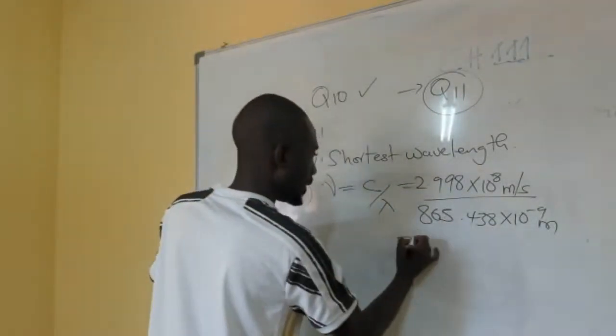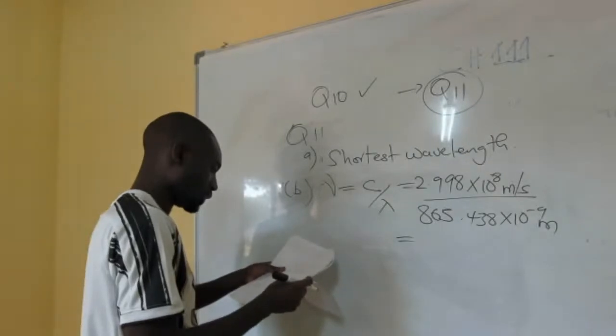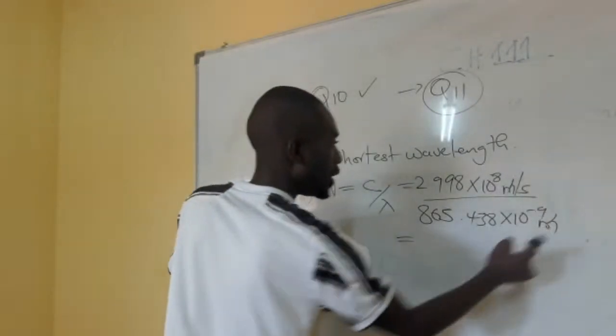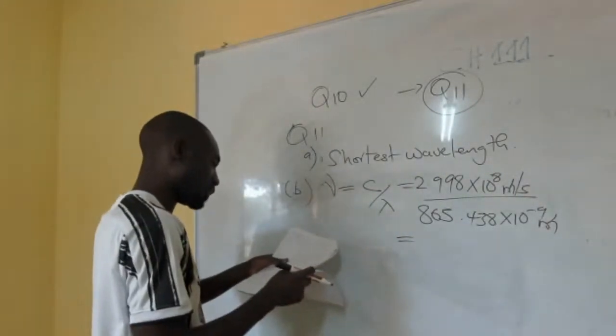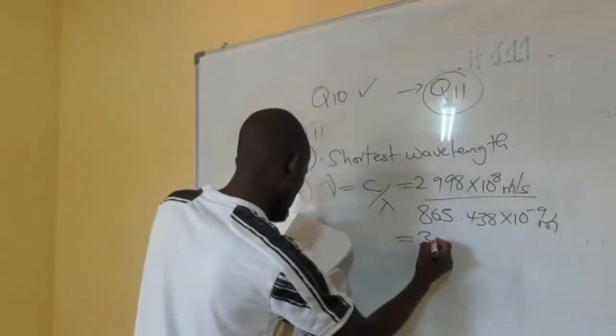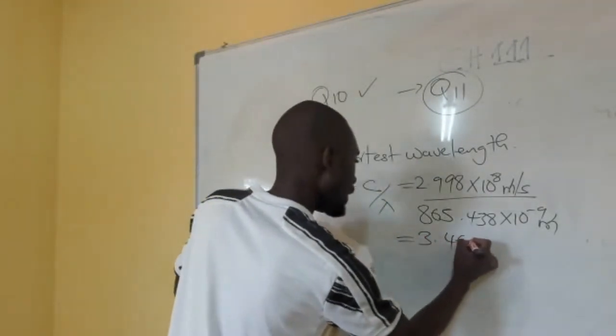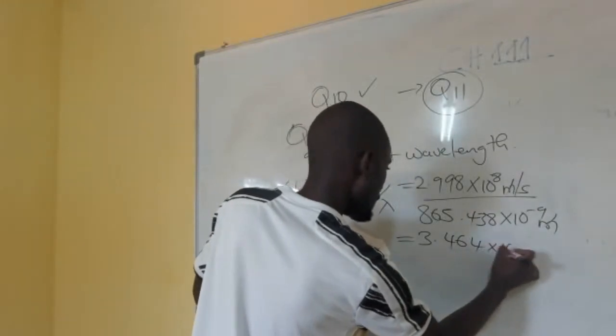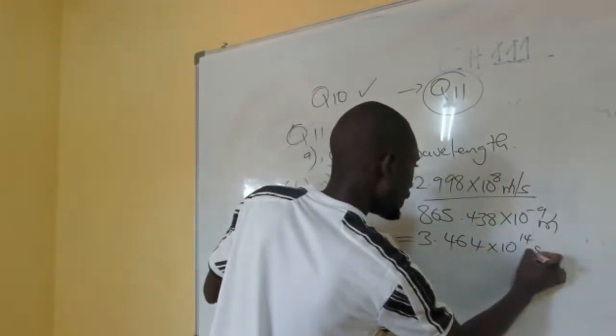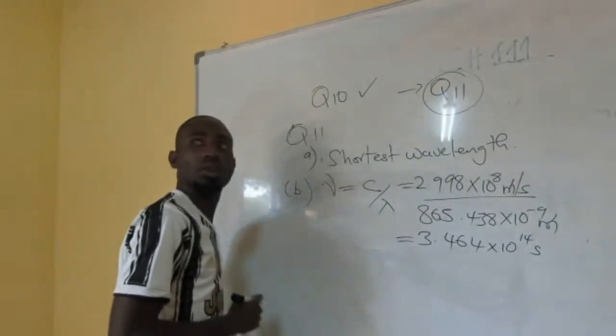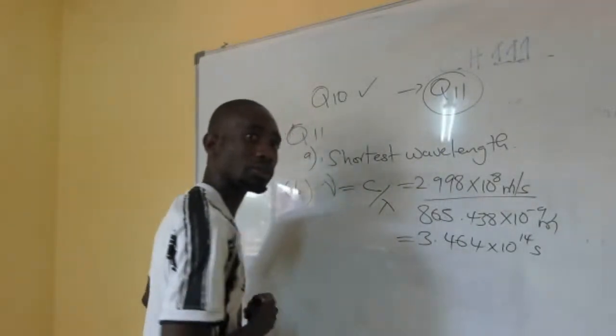Now you are going to find the value. Okay, of course, the units will cancel. So what you are going to have is the frequency, which is 3.464 times 10 to the power 14 per second. Okay, so you have got that arrangement.